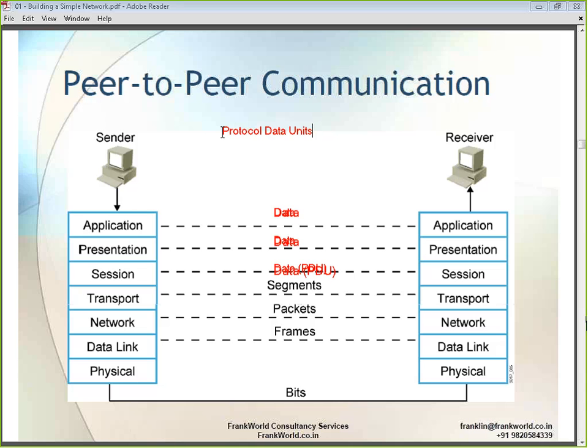You understand that? Okay, so remember at individual layers the data or information can be called something else. What I mean by that is at the physical layer this information is called bits. At the data link layer they are called frames. Network layer, it's called packets. Transport layer is called segments, and session, presentation, and application layer is called data or PDU.